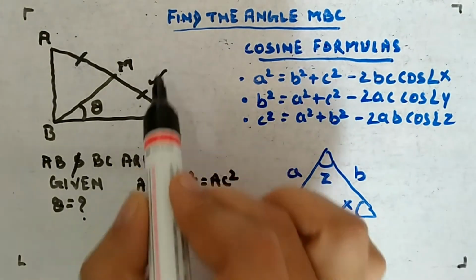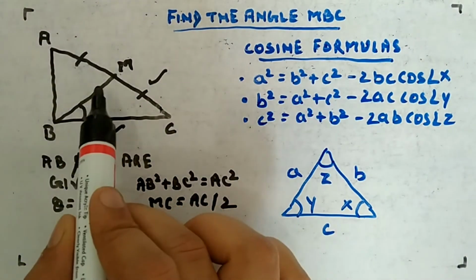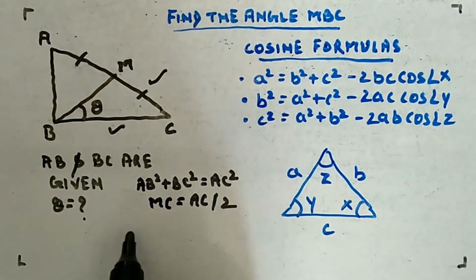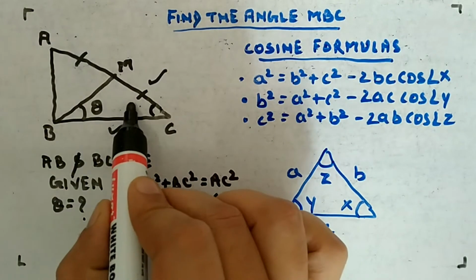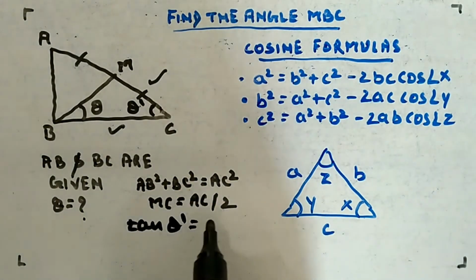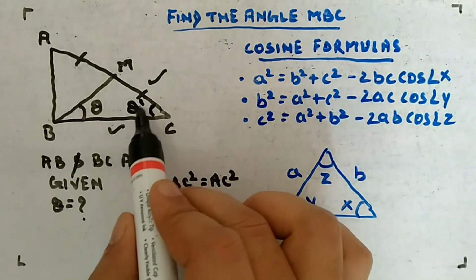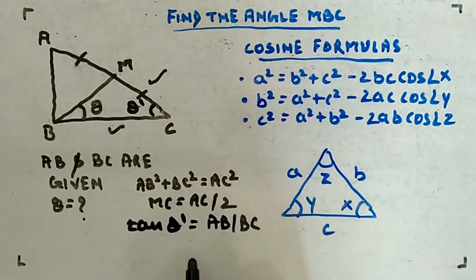Once I have this side and this side, I can use the cosine formula to calculate this side. How? Because I'll know this angle. What will this angle be? I can use tan, let's say theta dash, is equal to AB by BC, right? This is how I'll get theta dash. So I can use this angle, and corresponding to this angle I can apply the cosine formula. What will that be?